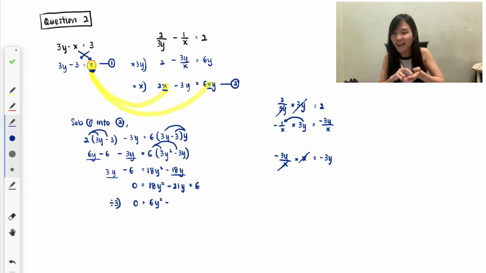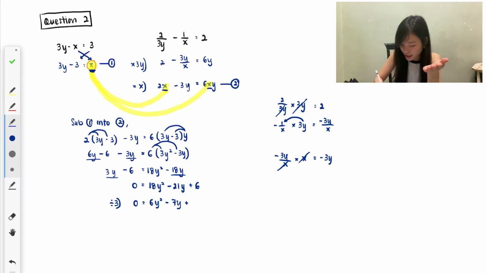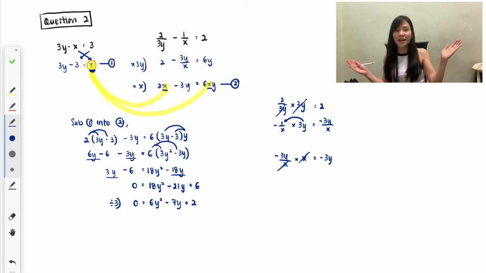Don't press calculator, yeah. 21 divided by 3, 7. 6 divided by 3, 2. Isn't it just like that? They again look like general form. Let's again teach you how to press.